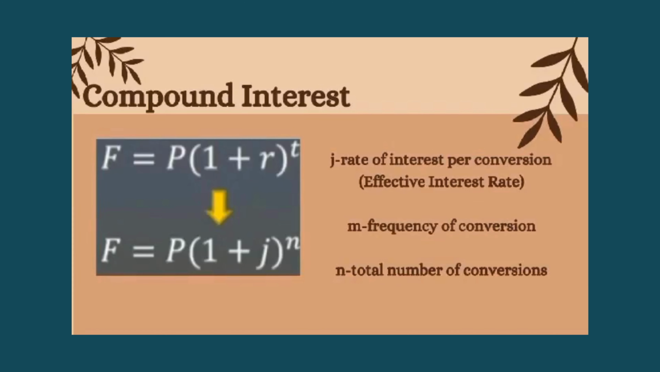Now, let us proceed to compound interest. Here is the formula. F is equal to P, open parenthesis 1 plus R, close parenthesis to the power of T. Transposed, F is equal to P, open parenthesis 1 plus J, close parenthesis to the power of N. J stands for the rate of interest per conversion or the effective interest rate. M stands for frequency of conversion, and N stands for the total number of conversions.